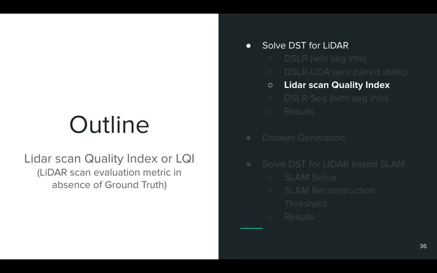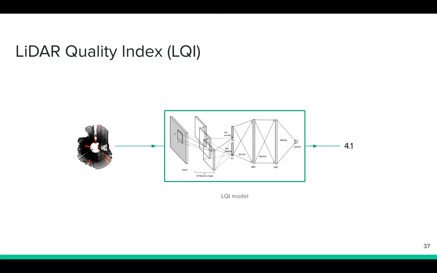Lack of corresponding static scans for given dynamic scans of the KITTI dataset also makes it impossible to compare any DST algorithm's performance on KITTI. To solve this problem, we propose a new metric called LiDAR Scan Quality Index, or LQI. LQI seeks to measure the amount of noise present in a given LiDAR scan.